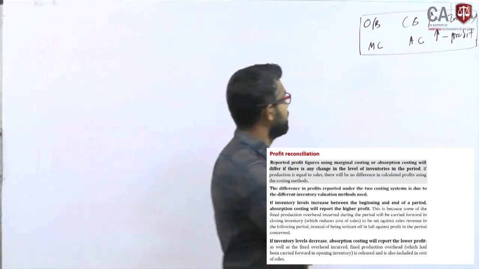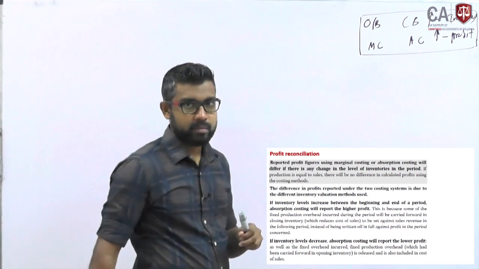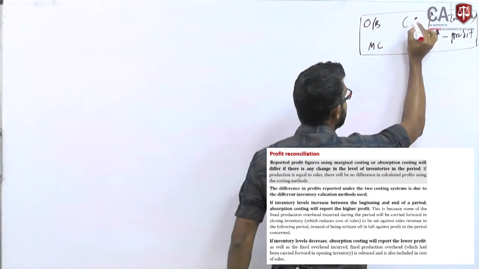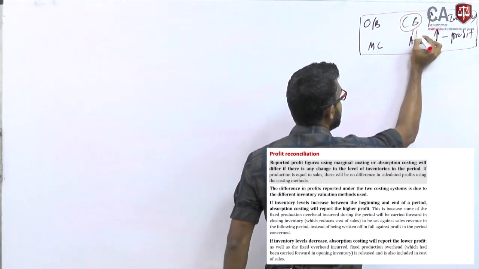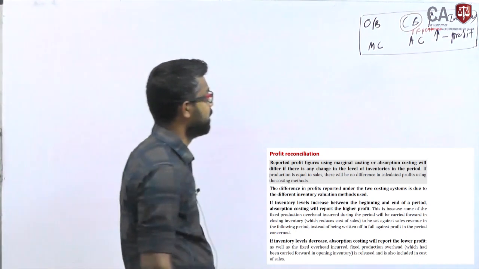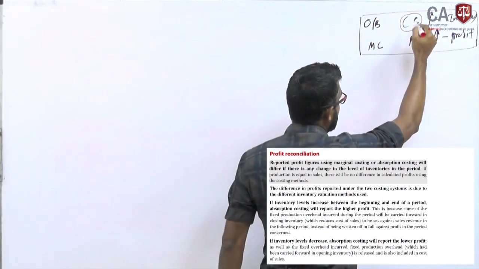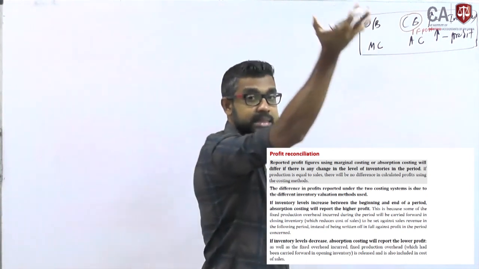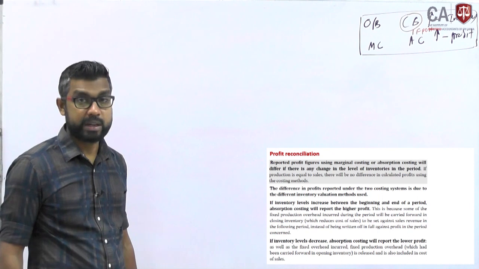Why? Because according to absorption costing, closing inventory has fixed production overhead cost also. Fixed production overhead, you have also absorbed into closing inventory. Since you have absorbed fixed production overhead cost, the closing inventory balance is high compared to marginal costing that we have discussed.